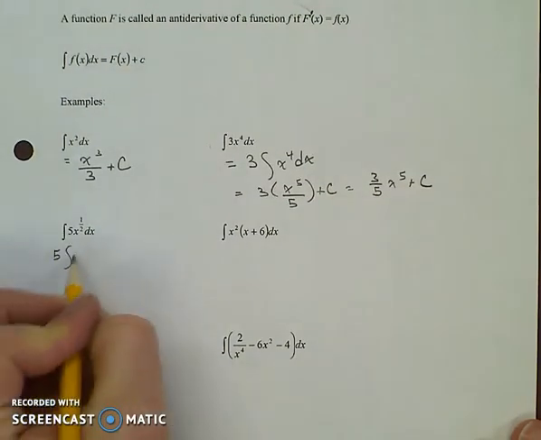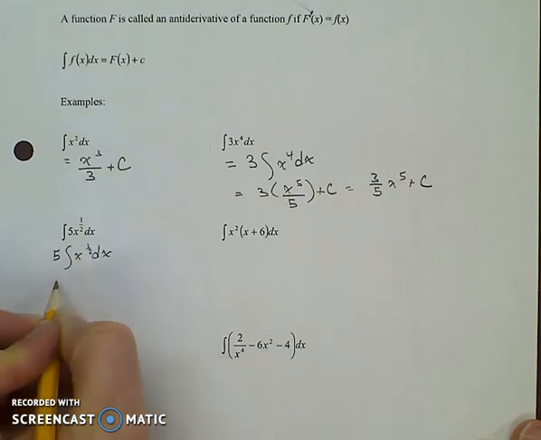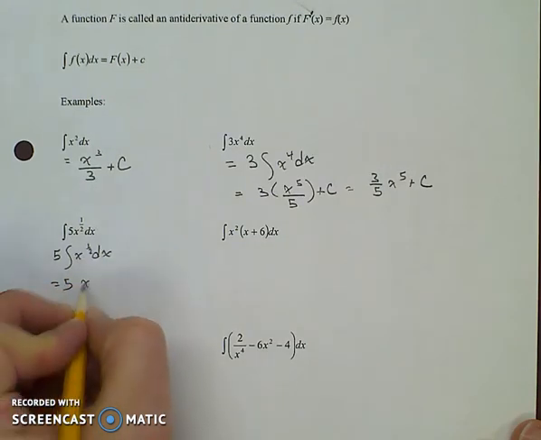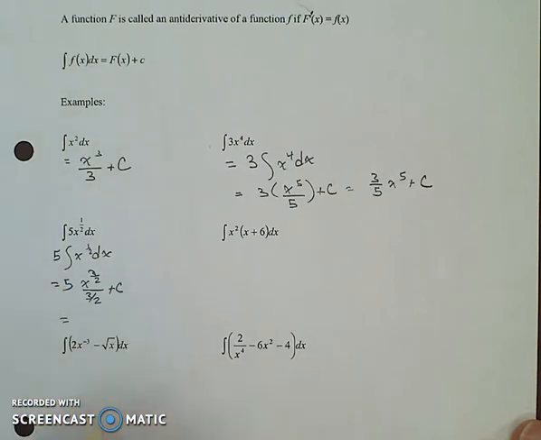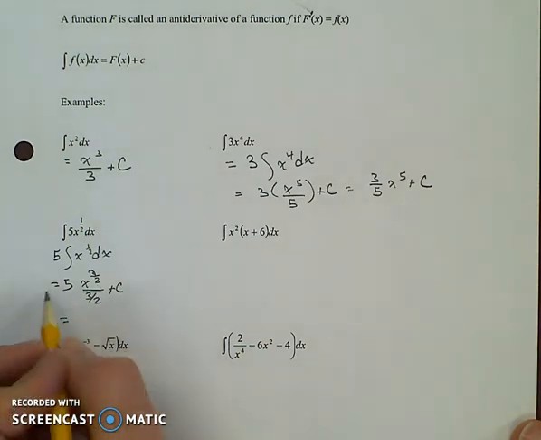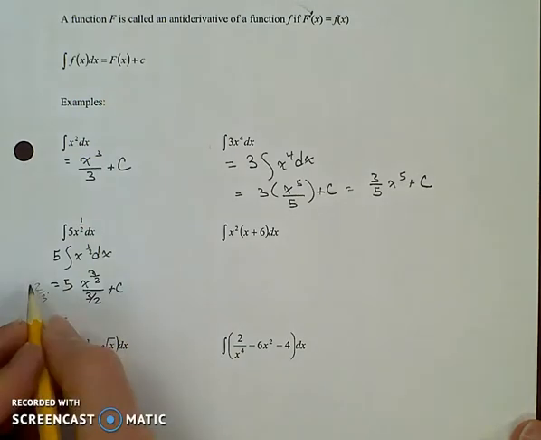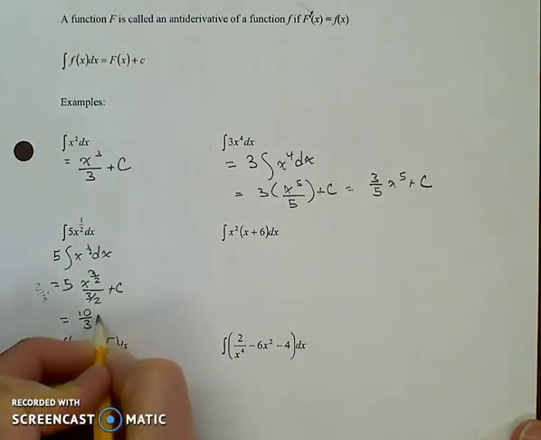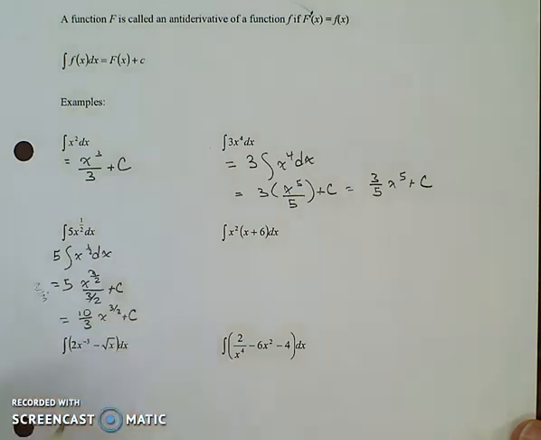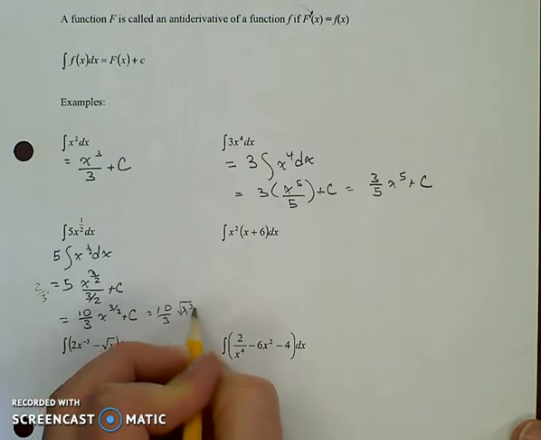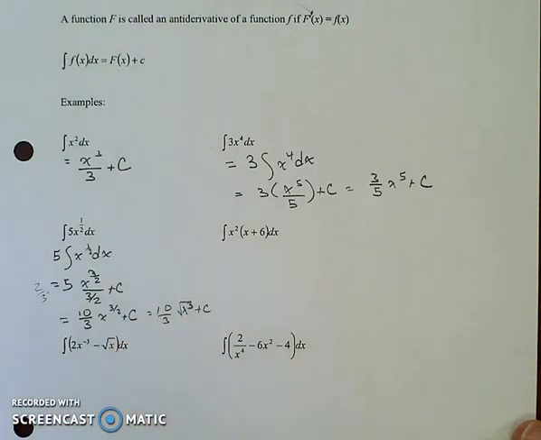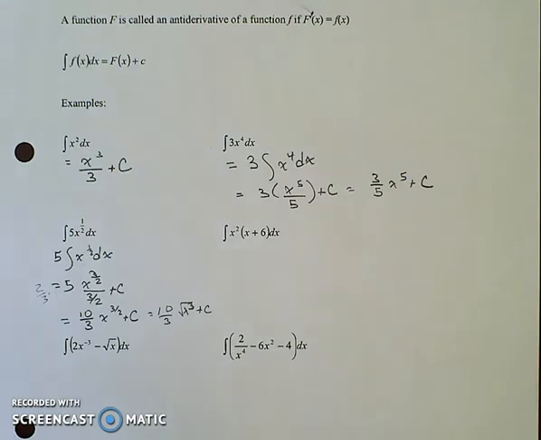Again, you can bring the 5 out in front. It's the constant rule. Add 1 to 1/2. 1 plus 1/2 is 3/2 over 3/2. Now with this, make sure you understand that when you divide, we have a complex fraction here, we're really multiplying by 2/3. And so 2 times 5 is 10 over 3, x to the 3/2 plus c. Or you could have written that out as the square root of x cubed plus c. Either one would have been acceptable.